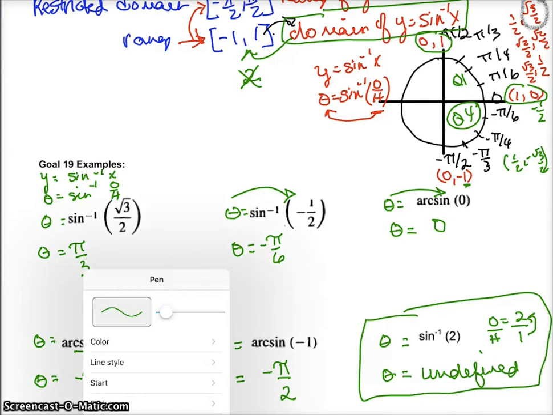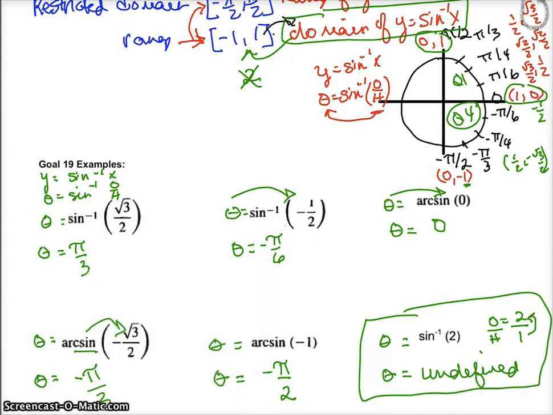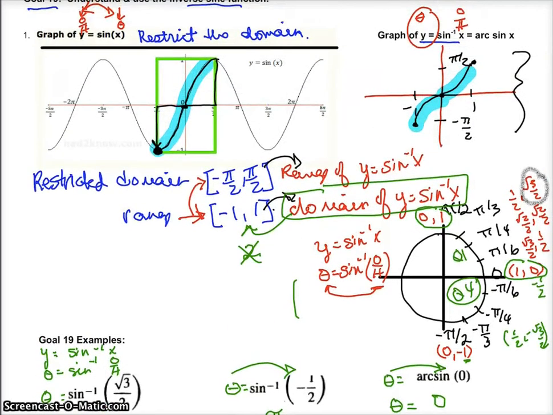Please make sure you memorize the restrictions for sine in order for it to have an inverse. The restricted domain for y equals sine of x is -pi over 2 to pi over 2, which becomes the range of inverse sine. The range of y equals sine of x is -1 to 1, which becomes the domain of inverse sine.